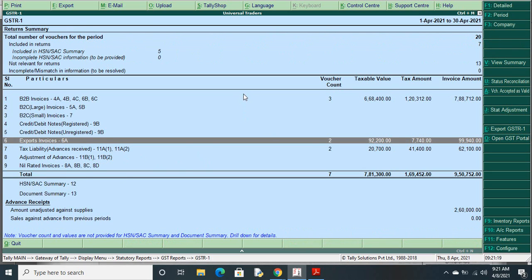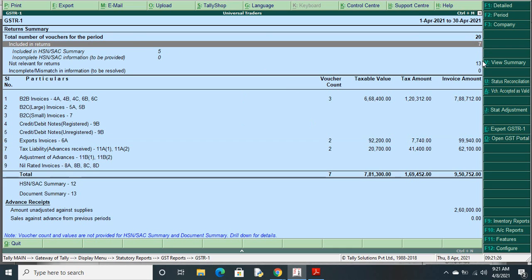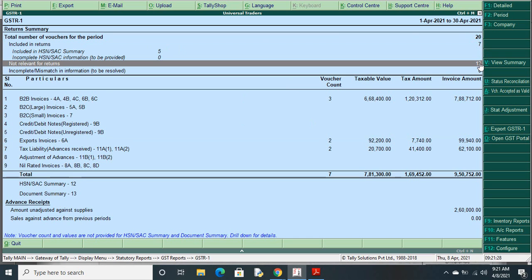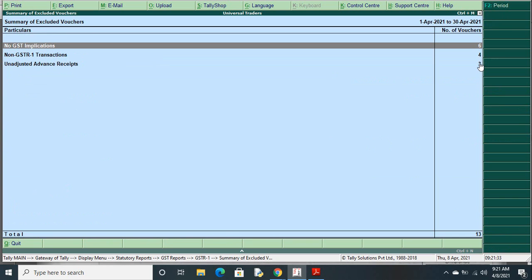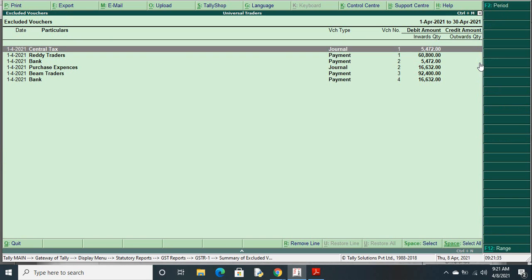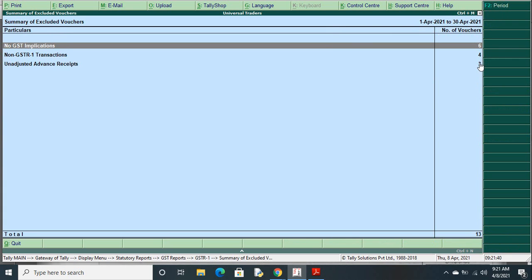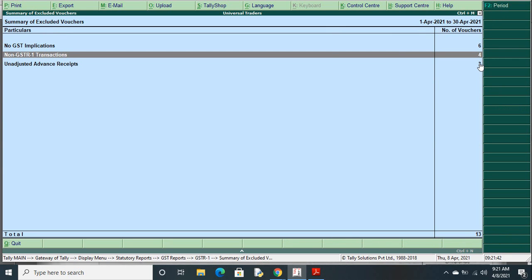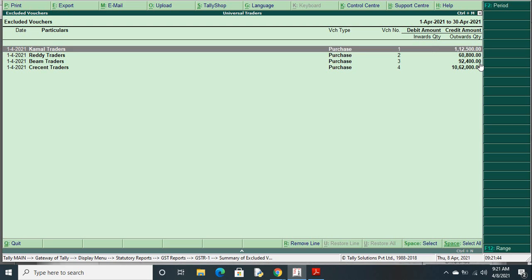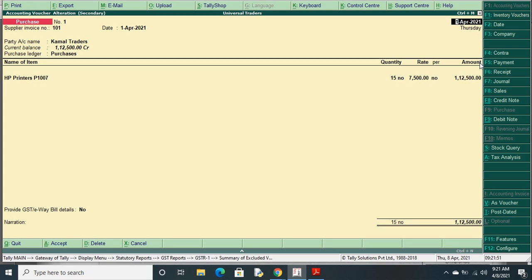So total we have 7 vouchers in this. The number of vouchers for the period are 20. 7 vouchers. What about these 13 vouchers? Not relevant for returns. These are GST implementations. Excluded vouchers. Exempted vouchers. There is no tax.